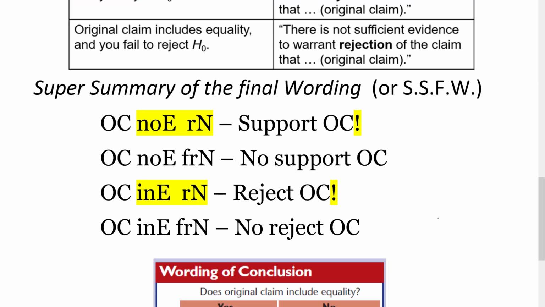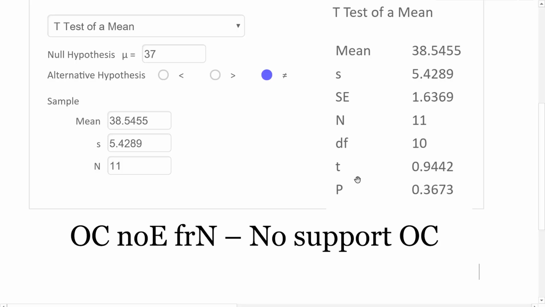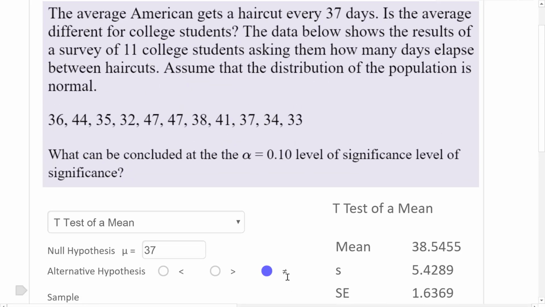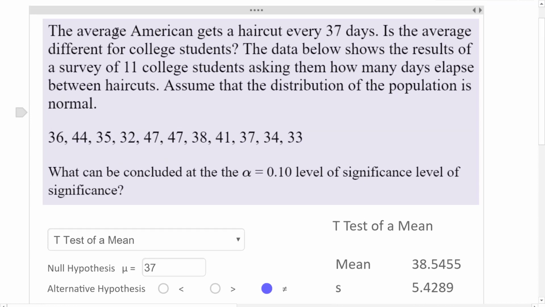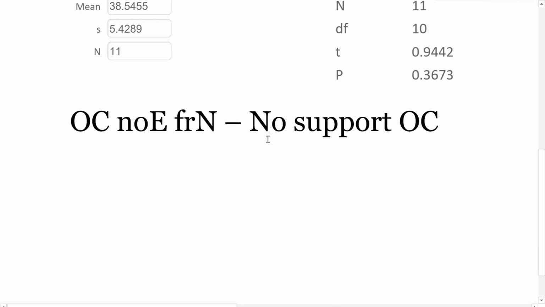Since our original claim did not contain the condition of equality, we're in these two rows right here, and since we failed to reject the null, we will not support the original claim. And then now we're just left to state our conclusion in some non-technical terms. By the way, the change of slide occurred because I had a bit of a computer malfunction and lost my other page. So anyway, go back to the original question. Since it was a two-tailed test, the claim was that the average number of days between haircuts for college students is different, in other words, it's less or more than the 37-day average of Americans. Then what we're going to say is we don't have sufficient evidence to support the claim that the average number of days between haircuts for college students is 37.